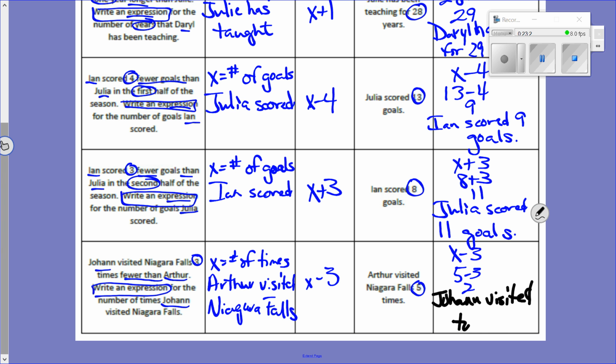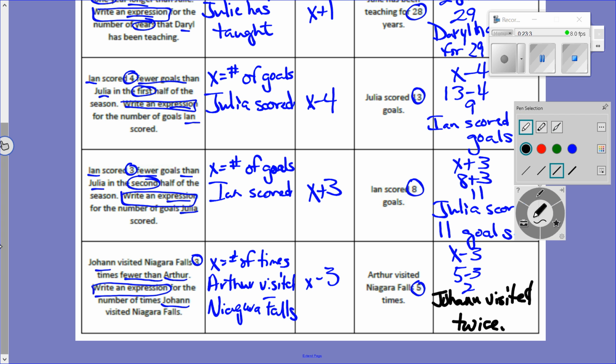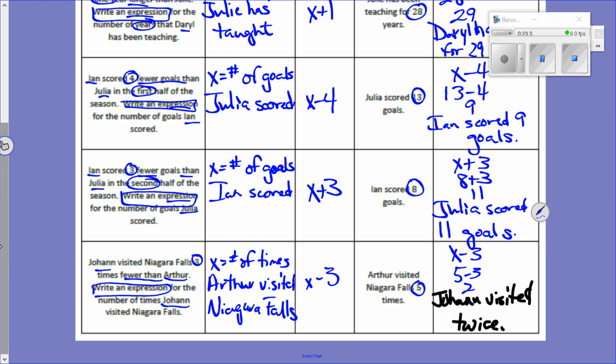twice. Yes, you always have to answer word problems in a full sentence. That shouldn't be new to you, David. You may not like it, but that's the way it goes. Okay, let's double check it. Johan's 2 visits, was that 3 fewer than Arthur's 5? Makes sense?